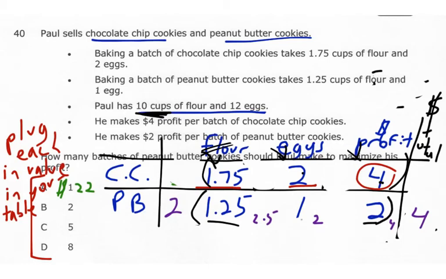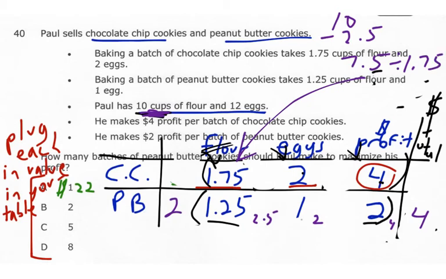But how much do I have left of my product? Well, it says 10 cups of flour. So I'm going to do 10 minus my 2.5, and that gives me 7.5 cups of flour left to use for chocolate chip. Well, look, I have 1.75 for each batch, so I just divide by 1.75 to find out how many batches I can make with my flour. So 7.5 divided by 1.75 gives me 4.28.